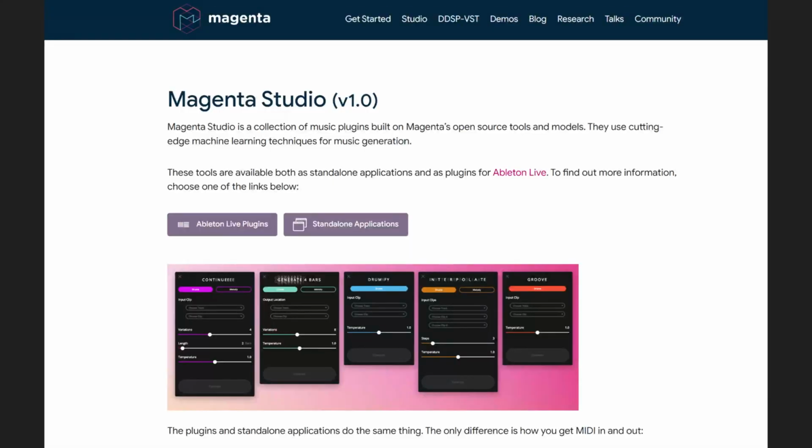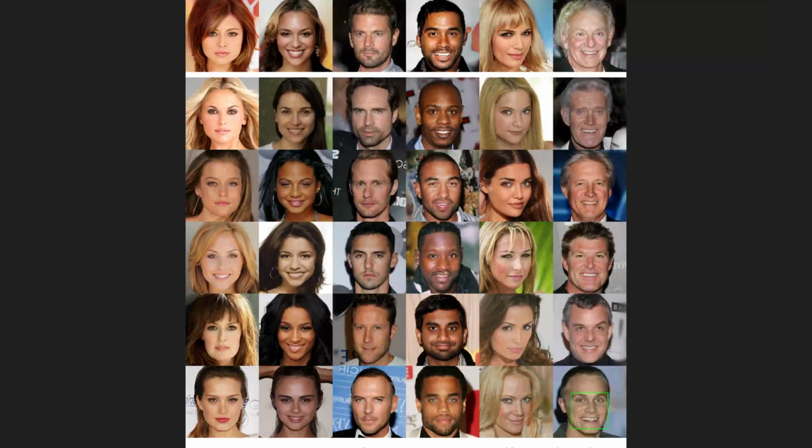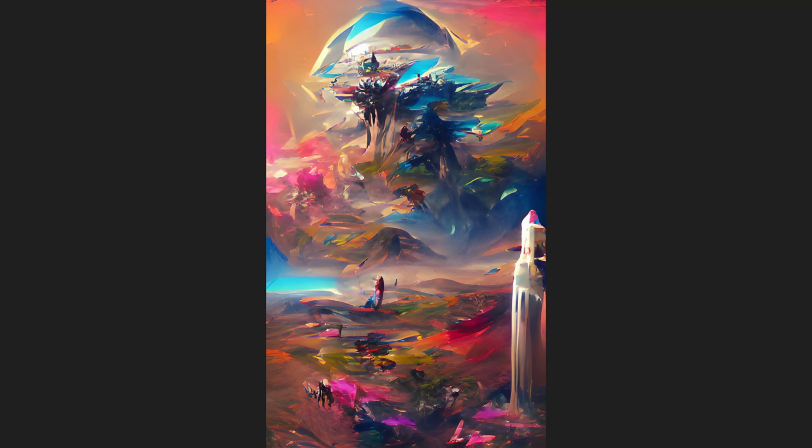AIs can create music, generate novels, and even draw pictures, given a few words as the prompt. However, no technology came without a cost.